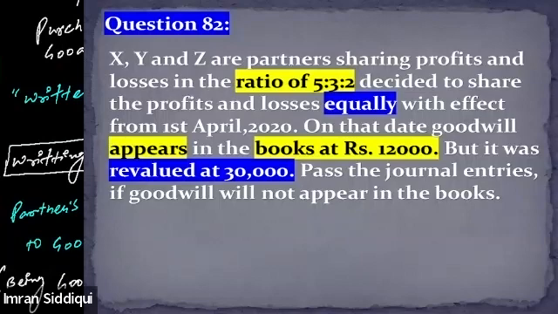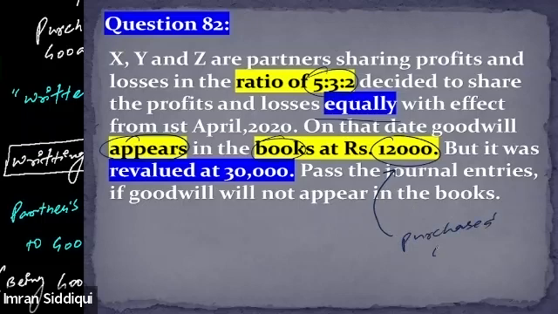So see, we'll start with question number 82, which says that there are three partners X, Y, and Z who were sharing the profit and losses in the ratio of 5:3:2. Now they have decided to share the profits and losses equally. On the date of admission, goodwill appears in the book at 12,000. Now see, goodwill appears in the book means goodwill is appearing in the balance sheet at 12,000. Whenever goodwill appears in the book, always assume that this is the purchased goodwill.